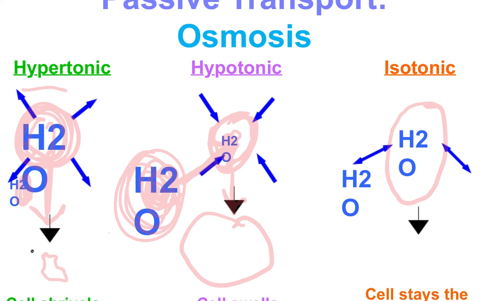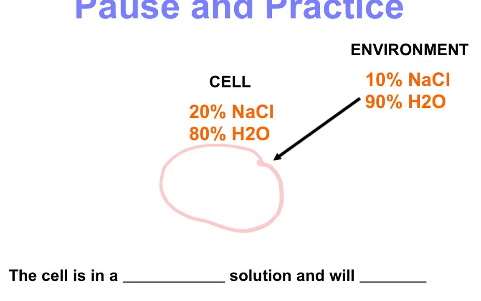See, what it's doing is it's wanting to osmoregulate, keep the cell having the same concentration of water inside versus outside. In isotonic, you can see that the concentration is the same, both in and out of the cell. So the cell is going to stay the same. This is easier if we practice it.